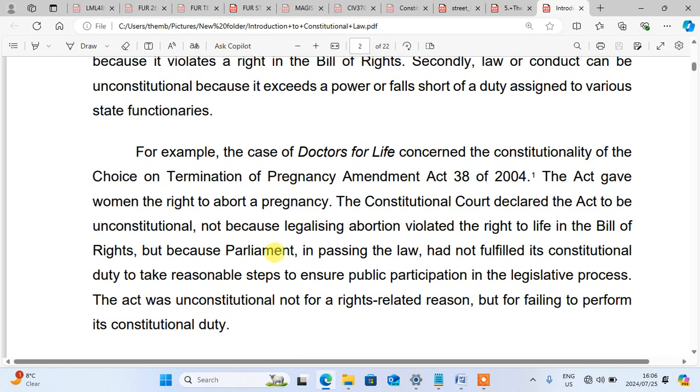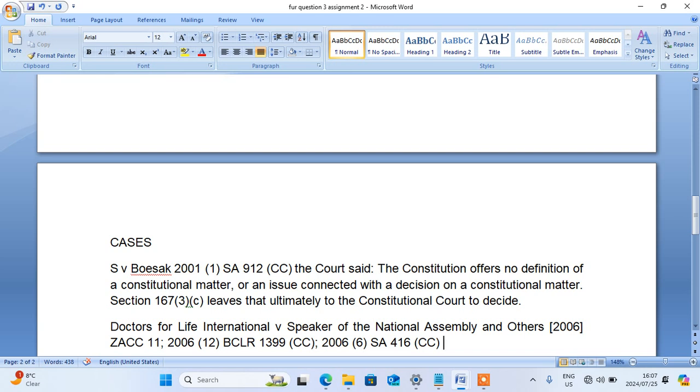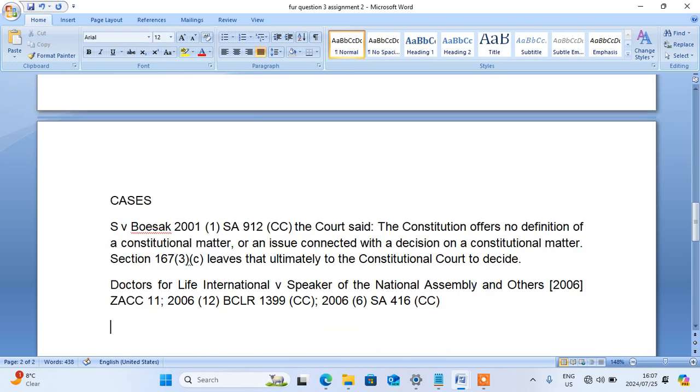So this will be the best case to take on. I only used two cases, but there are other cases. Now let's go to journal articles.